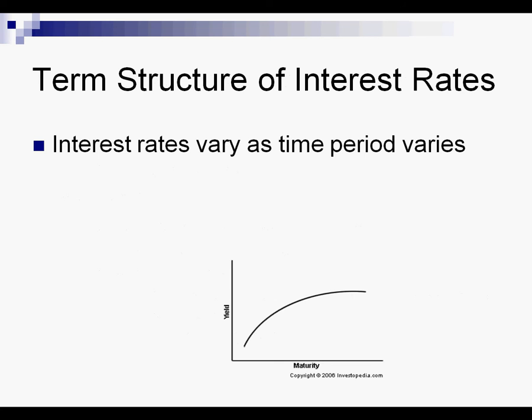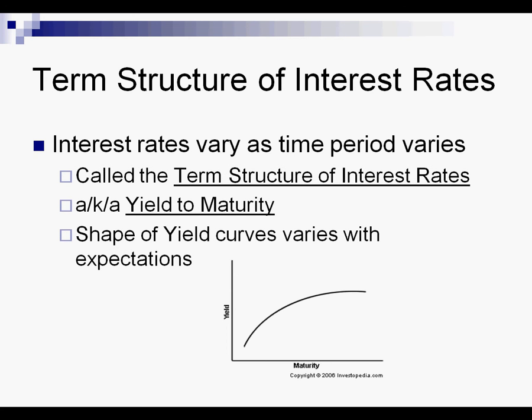Term structure of interest rates, you've seen this line before. This is the same thing as the yield to maturity. It means that interest rates vary as time periods vary. Right now, this is a yield curve that you would expect to see, that longer term interest rates would be higher. However, in the early 80s, when interest rates were 16, 17, 18, 20%, the yield curve would have been inverted at that point because no one expected the 16% interest rates to go on indefinitely. This is called the term structure of interest rates, or the yield to maturity, which you saw in bonds.